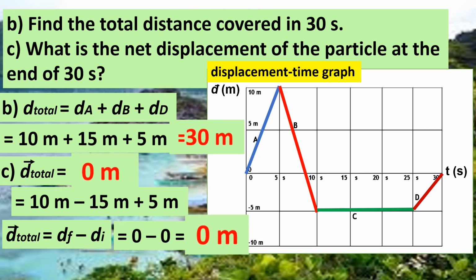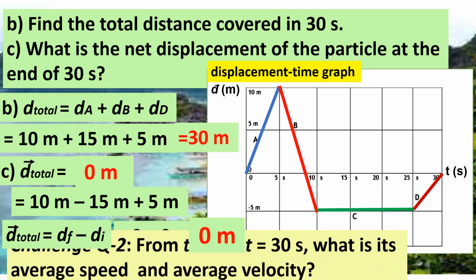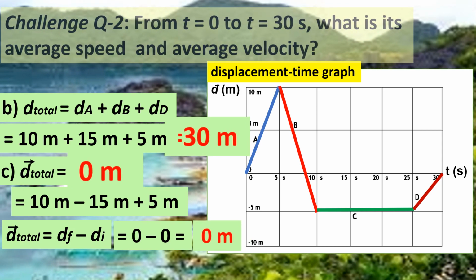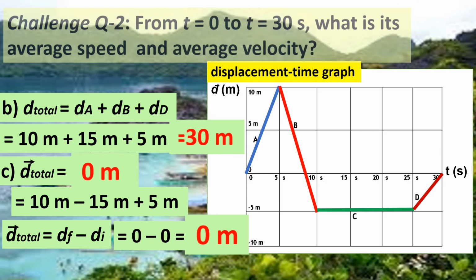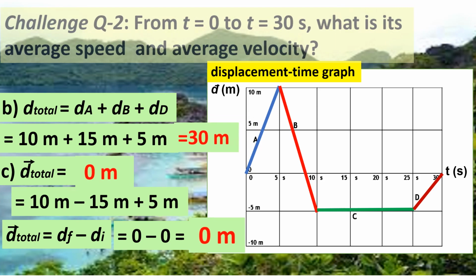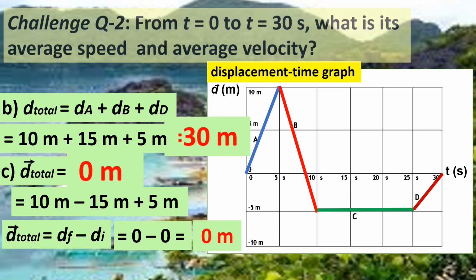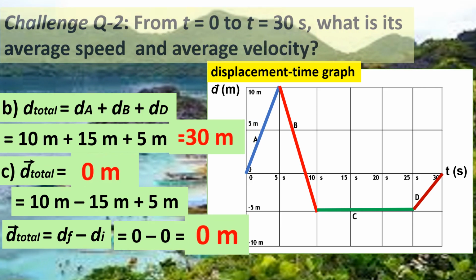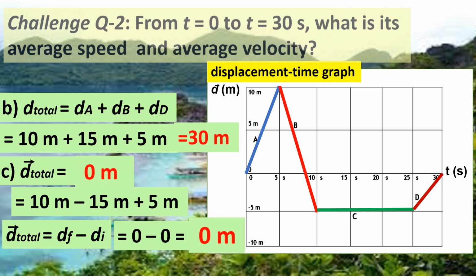Again, we have a challenge question for you. Suppose you're asked, from time equals 0 to time equals 30 seconds, what do you think is the average speed of the particle? And likewise, what is its average velocity? The same time interval, t equals 0 to t equals 30 seconds. Calculate the average speed and the average velocity. If you have the answers, drop them in the comments.